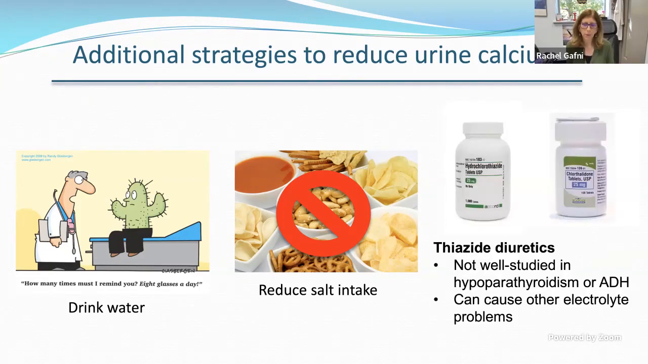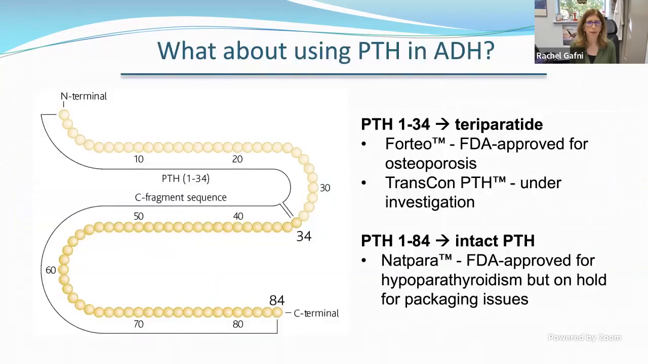And then some people will use thiazide diuretics like hydrochlorothiazide or chlorthalidone to decrease urine calcium. But these drugs have not been well studied in hypoparathyroidism or ADH1, and they can cause other electrolyte problems. So if you are taking those, they have to be monitored closely.